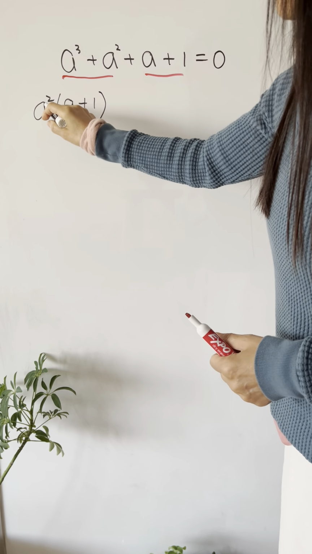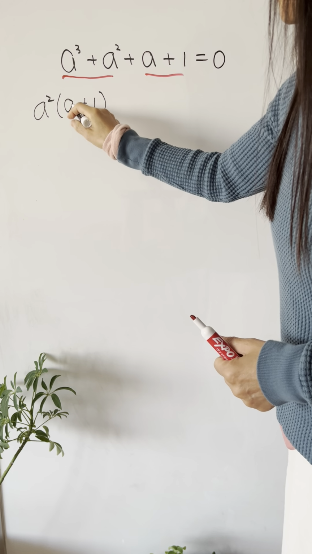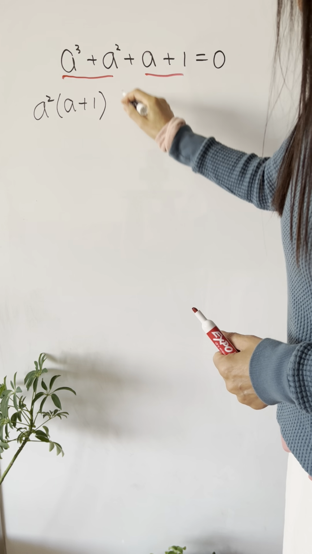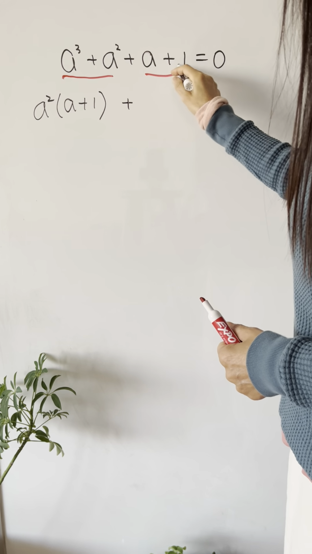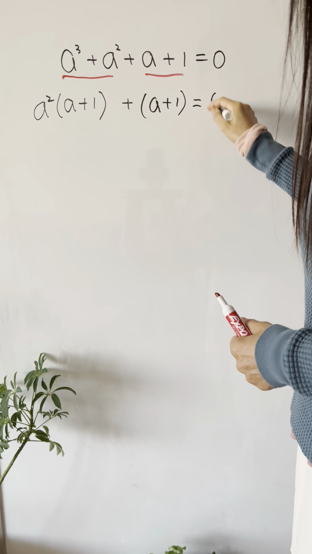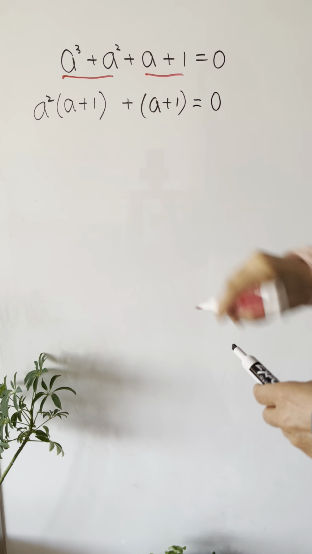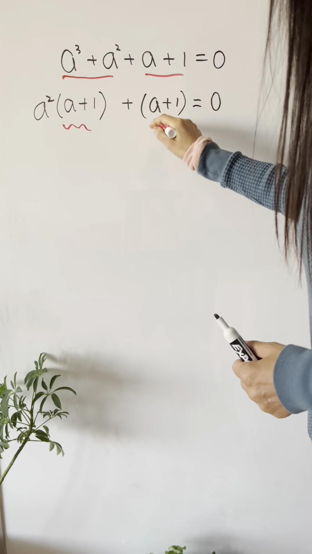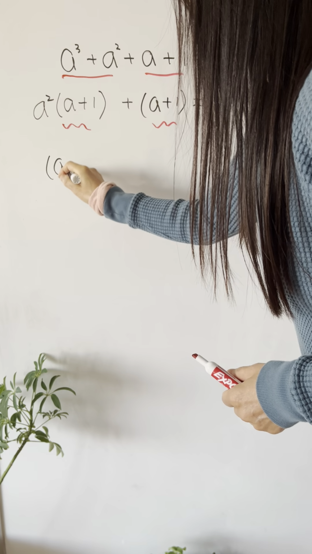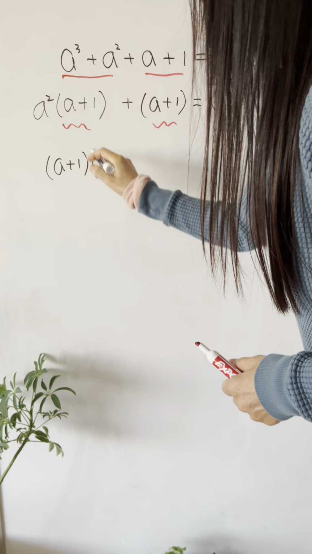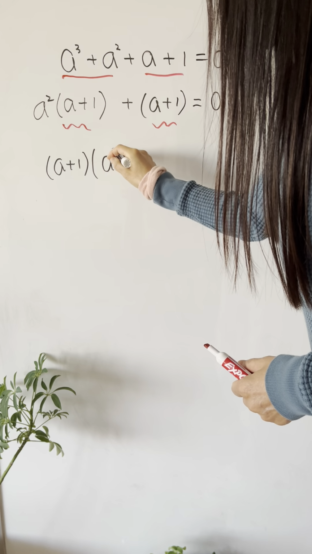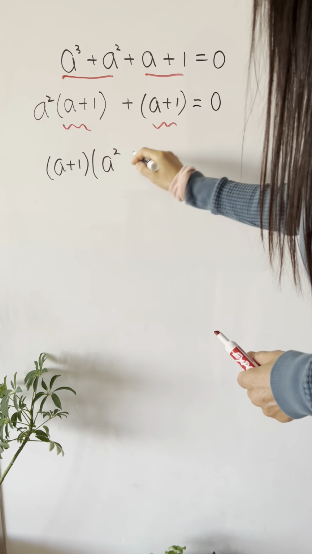Right? If you multiply a squared with a, you get back a cubed. A squared times 1 gives a squared. Then these two I'm going to write together as one group. Now I see I have a common factor of a plus 1, so I factor out a plus 1. The first group is left with a squared. The second group is left with 1.